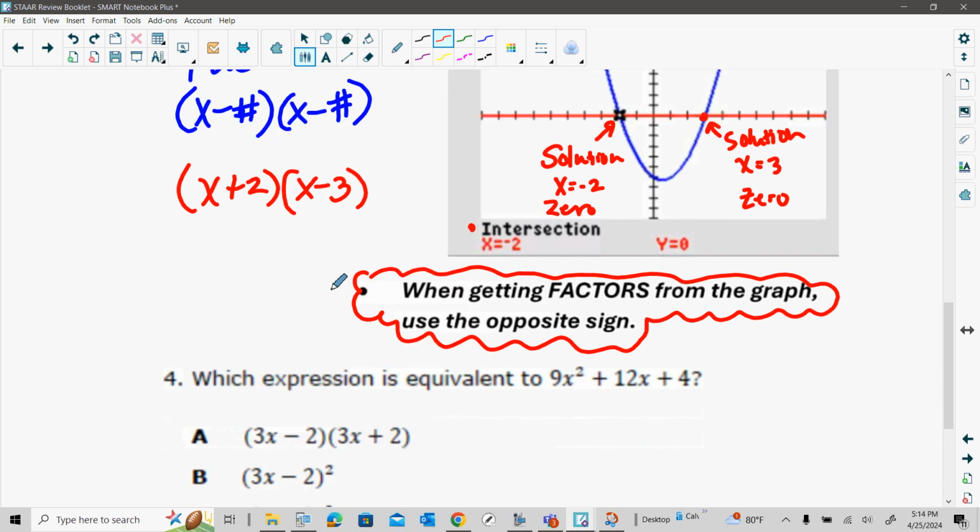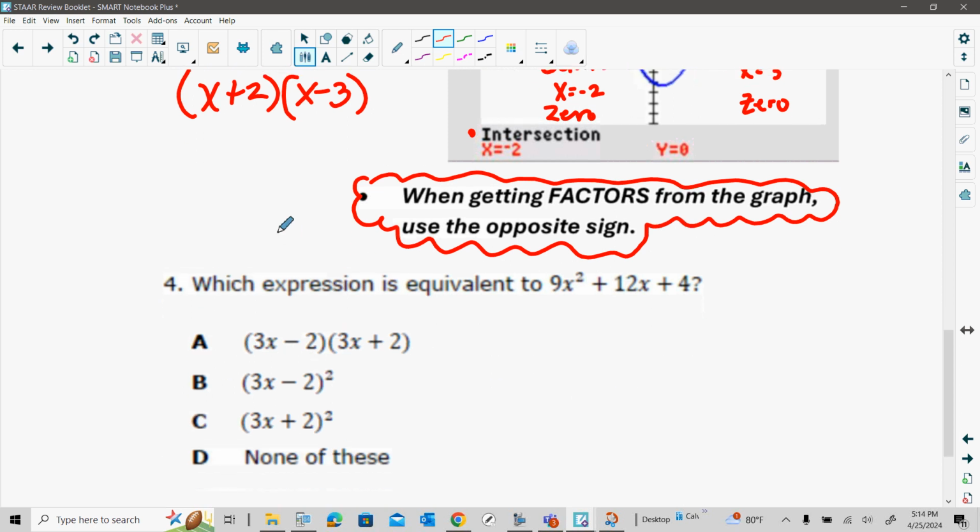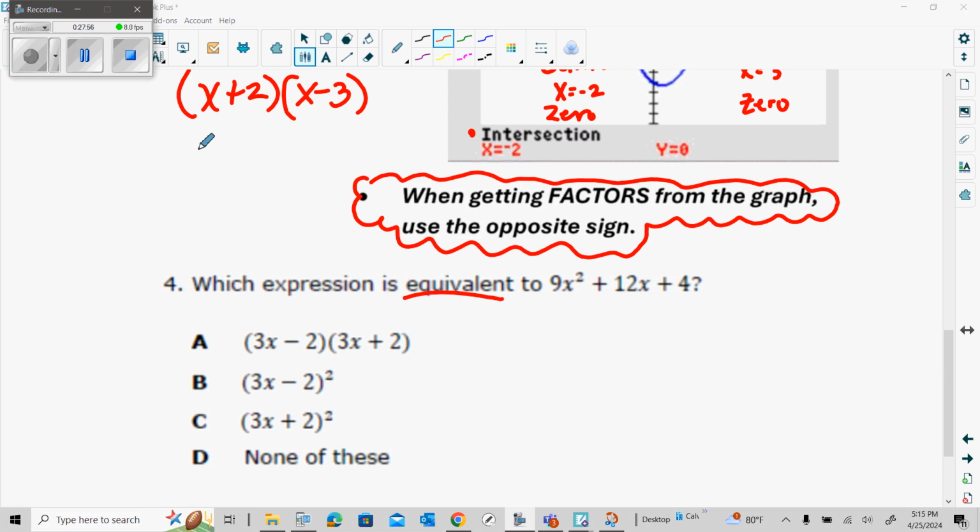So here's a good example. See if you can understand how to get to your solution. This is which expression is equivalent, there's that keyword again, to 9x squared plus 12x plus 4. So I'm going to pause and give you some time to try it. Use your calculator or do your slide, multiply and divide, and then see if we can match our answer. All right, the answer here was C.